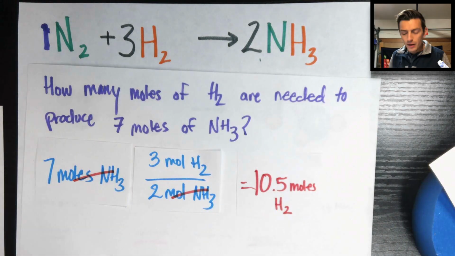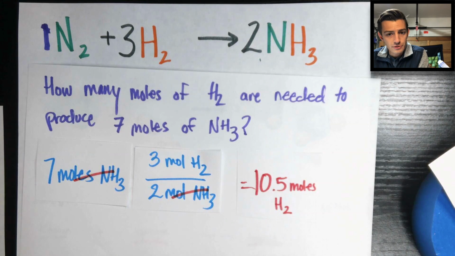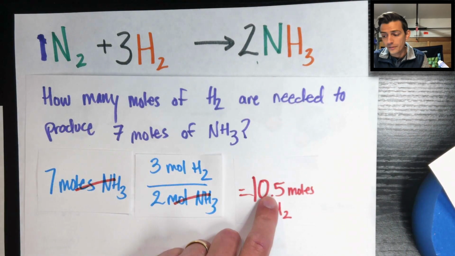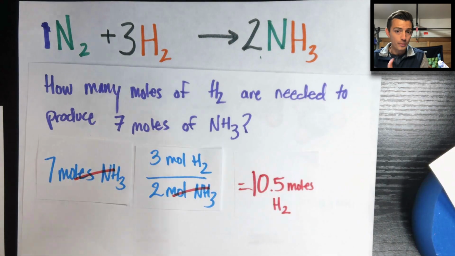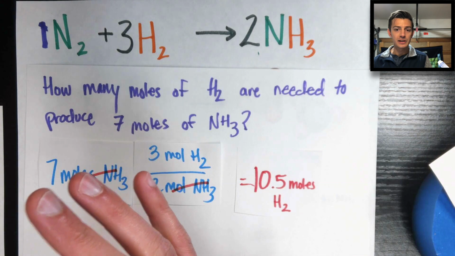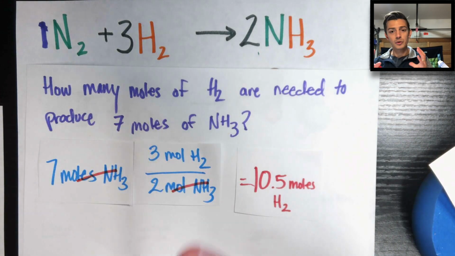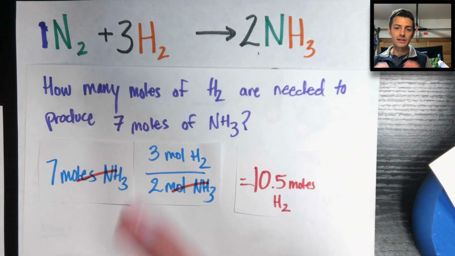That tells me that if I wanted to make 7 moles of ammonia, based on this equation, if I had enough nitrogen, all I need is to go gather 10.5 moles of hydrogen, and I will be able to make my desired amount exactly. So that's using mole ratios to convert between similar types of units within a chemical equation based on that balanced chemical equation.